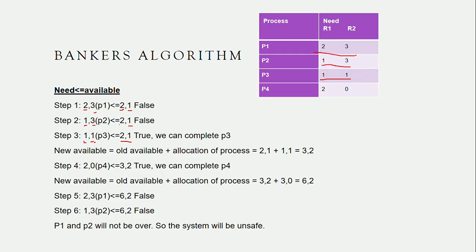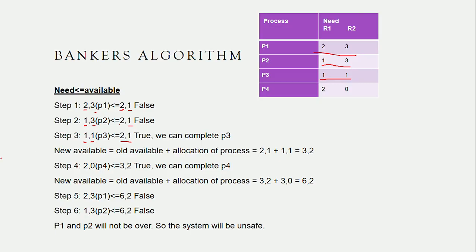Now the new availability we have to calculate. New availability is equal to old availability plus the allocation of the process. So once the process is over, P3 is the process for which we can satisfy the request, we can give the resources to P3. Then P3 will be executed, and after execution what will it do? It will deallocate the resources. So once its use is over, it will do the deallocation.